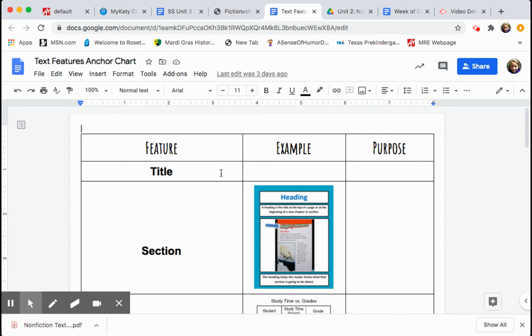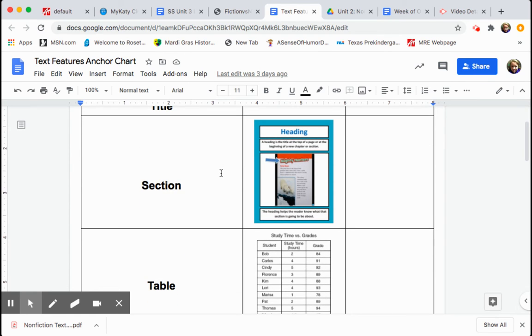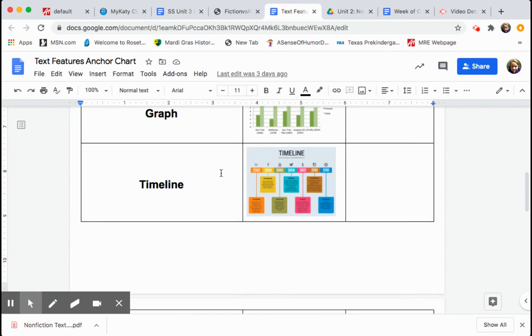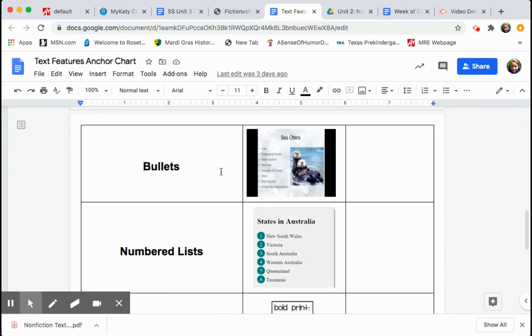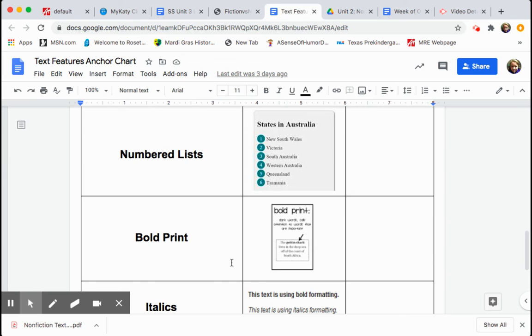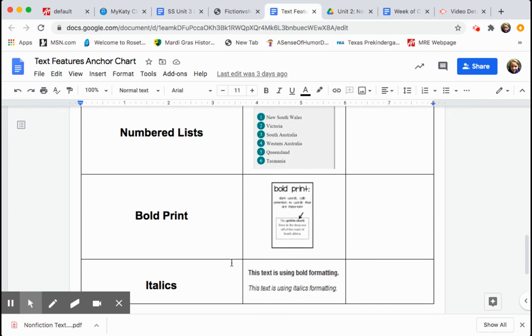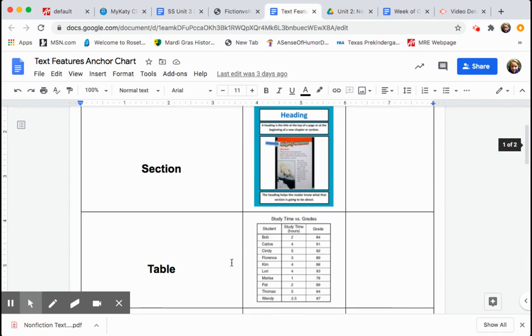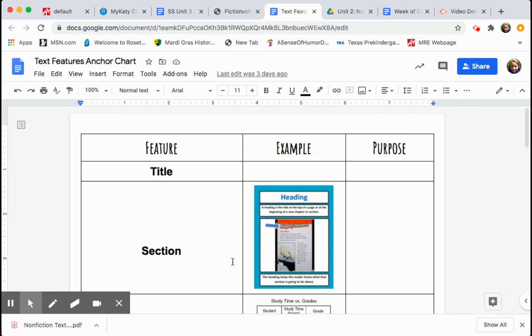So, these features include your title, you have a section. Sometimes you have tables and graphs and timelines. You have bullets, like little bullet points. Sometimes you have a numbered list. A lot of times you'll have bold print and italics. Okay, and there's many more things that you can find in nonfiction.